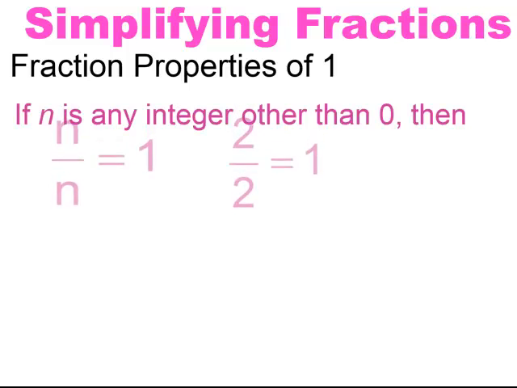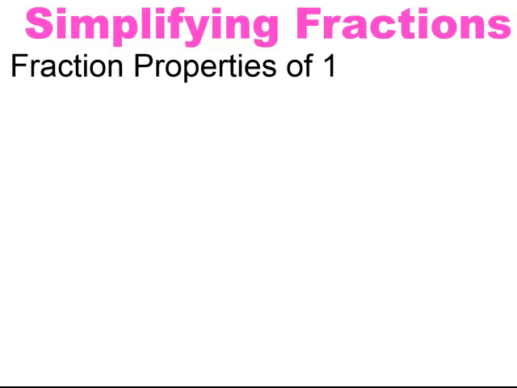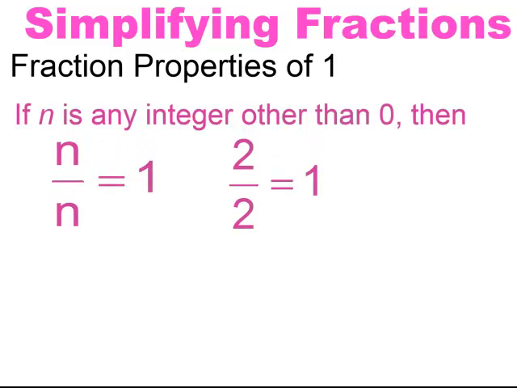The first property is the property of 1. Working with fractions, we're going to be using the fraction properties of 1. So if n is any integer other than 0, then if we have n over n, or n divided into n, it equals 1. So you see an example here with numbers. If I have 2 over 2, well, it equals 1.